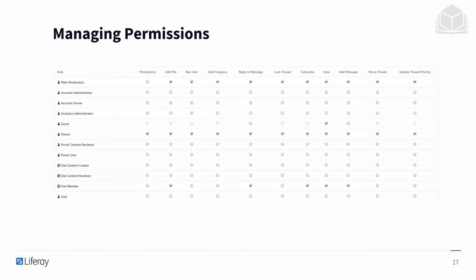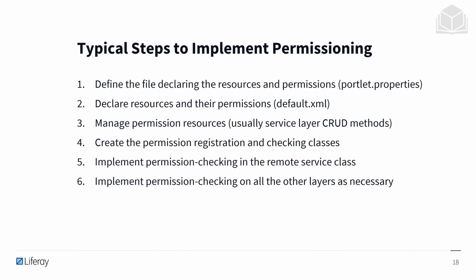We also have the ability to manage permissions on an individual resource level. You can see here that we have a nice grid where we can assign individual permissions accordingly. The typical steps to implement permissioning begin with defining the file, declaring the resources and permissions, which would be portlet.properties. We declare resources and their permissions in default.xml. We manage those permission resources, usually through service layer CRUD methods.